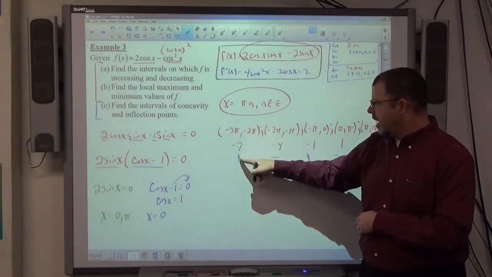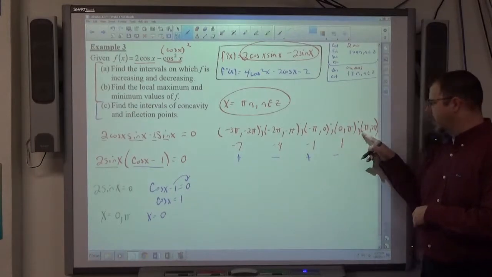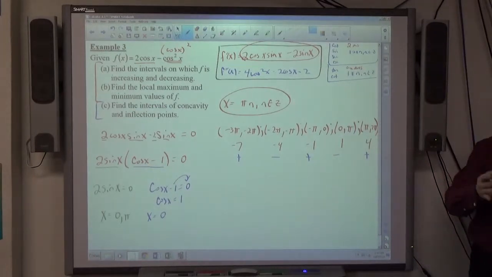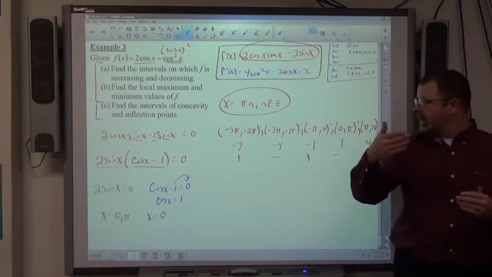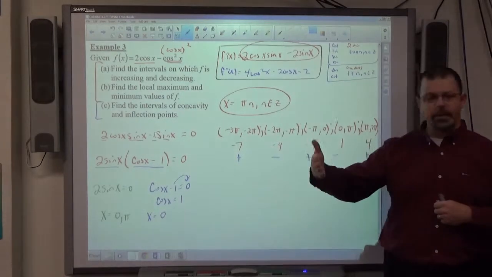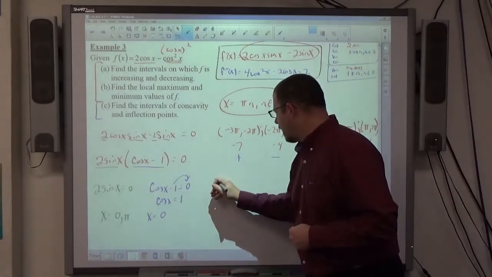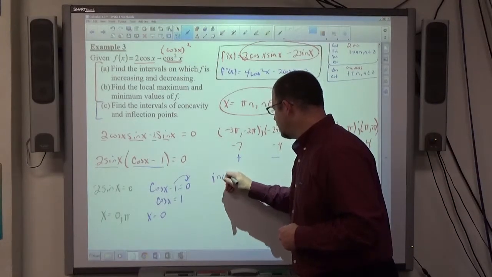Odd to even up, even to odd down. Odd to even up, even to odd down, odd to even up, even to odd down. So if we're going from an odd pi to an even pi, we're going up. If we're going from even to an odd pi, we're going down, right? So how do I write that? It's increasing.